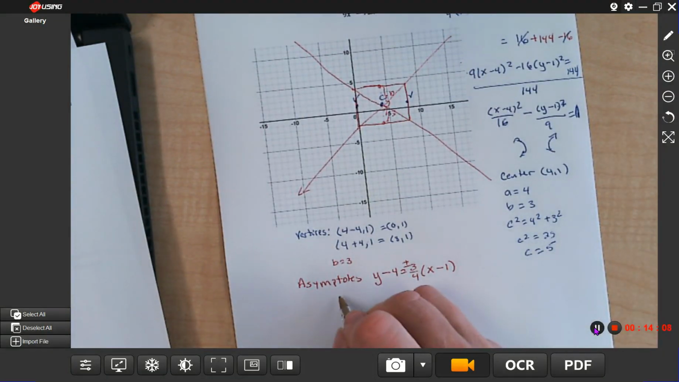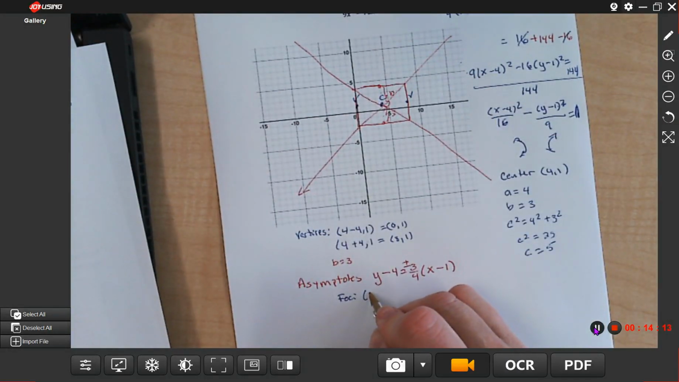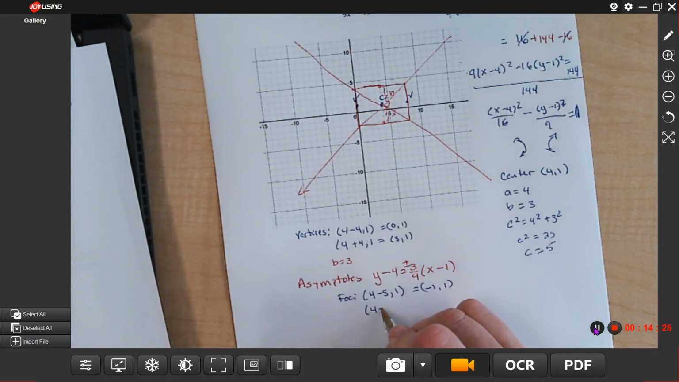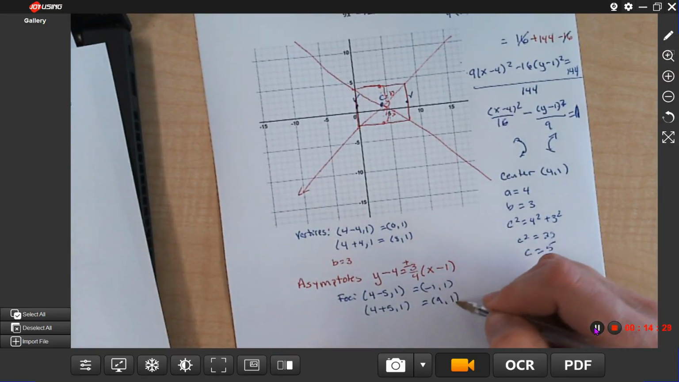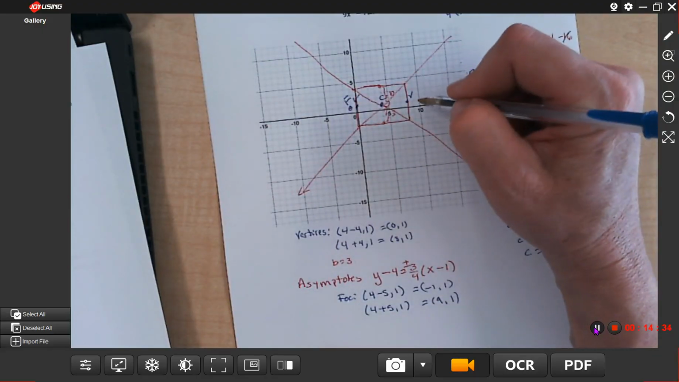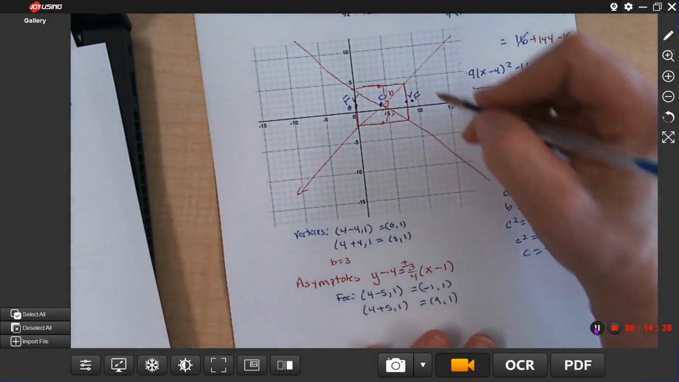So to find the foci, I go in the same direction horizontally. So I start at the center 4 and I move to the left 5 and keep the y the same. So that's negative 1, 1. And the other one I move to the right 5. So that's 9, 1. So I have one here and another one here. And now I'm ready to graph it.